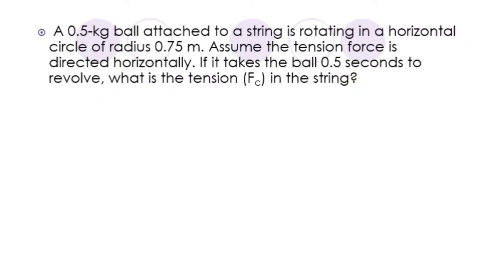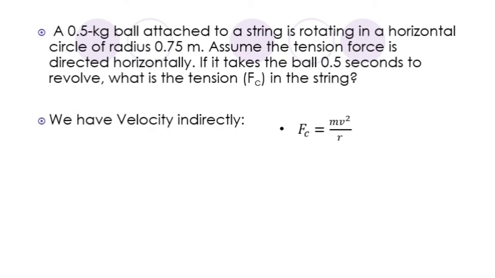Here is our last example. A 0.5 kilogram ball attached to a string is rotating in a horizontal circle of radius 0.75 meters. Assume the tension force is directed horizontally. If it takes the ball 0.5 seconds to revolve, what is the tension Fc in the string? So let's remember that Fc, which is what we're looking for, is equal to mv squared over r.